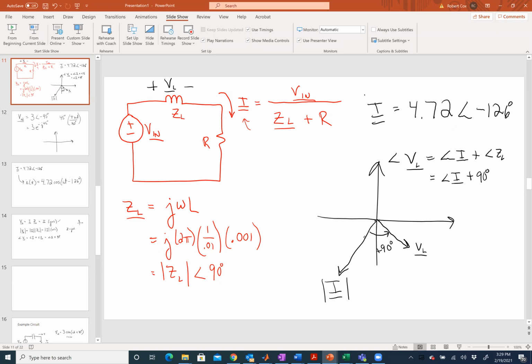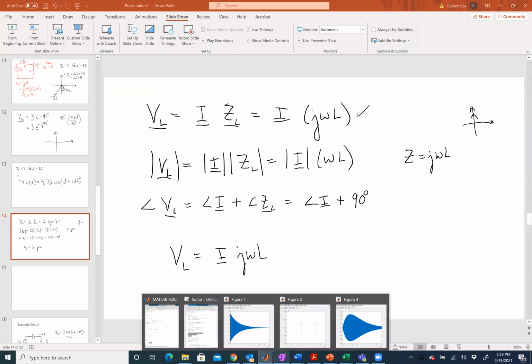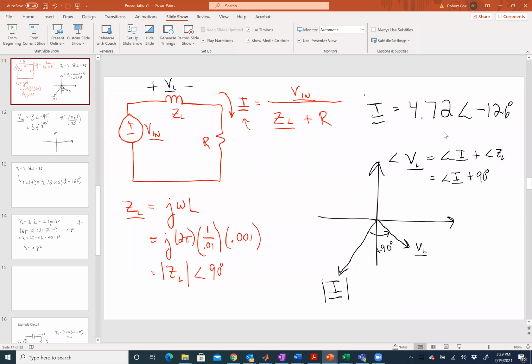Okay. So, and again, the other way, I could just calculate that straight away, right? I could just say V sub L is equal to whatever I is times j omega L, right? And I did that myself over in MATLAB. Before I do that though, if I'm looking at this picture, if I has an angle of negative 126 and I add 90 to that, what would be the angle here for V sub L?